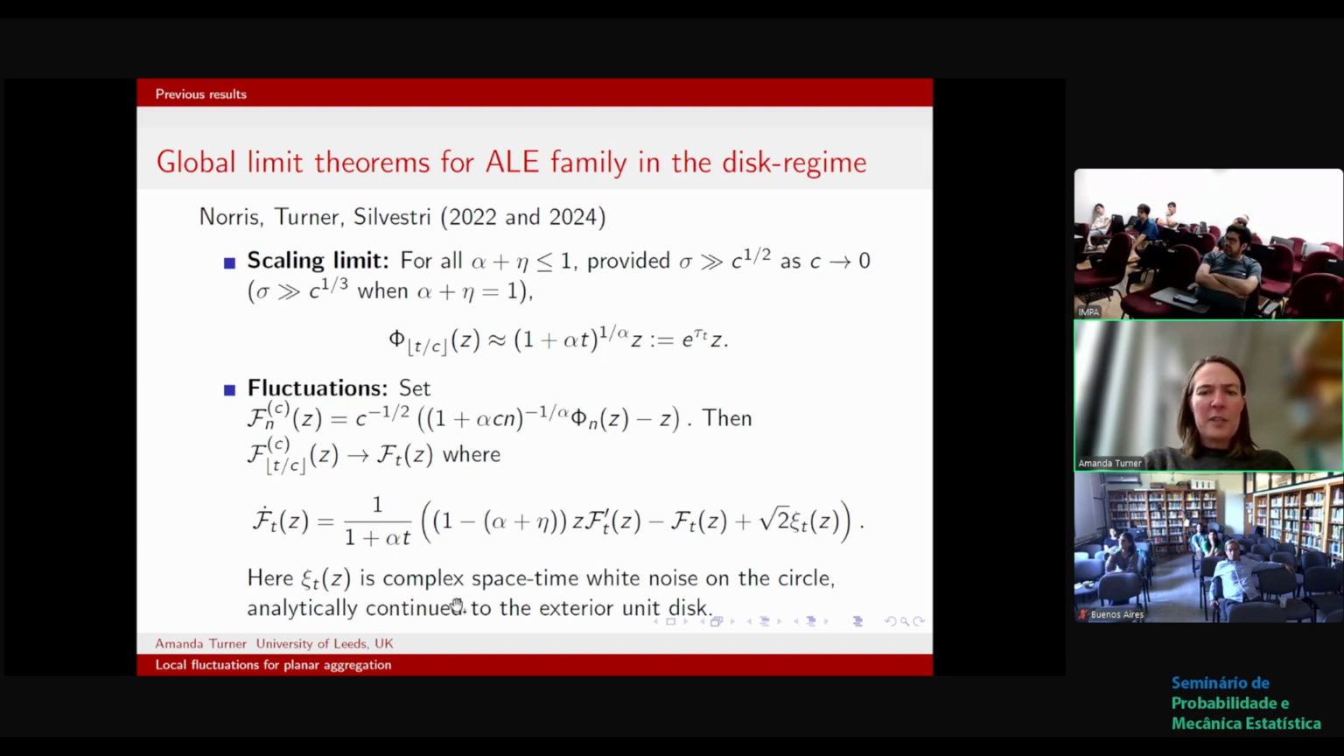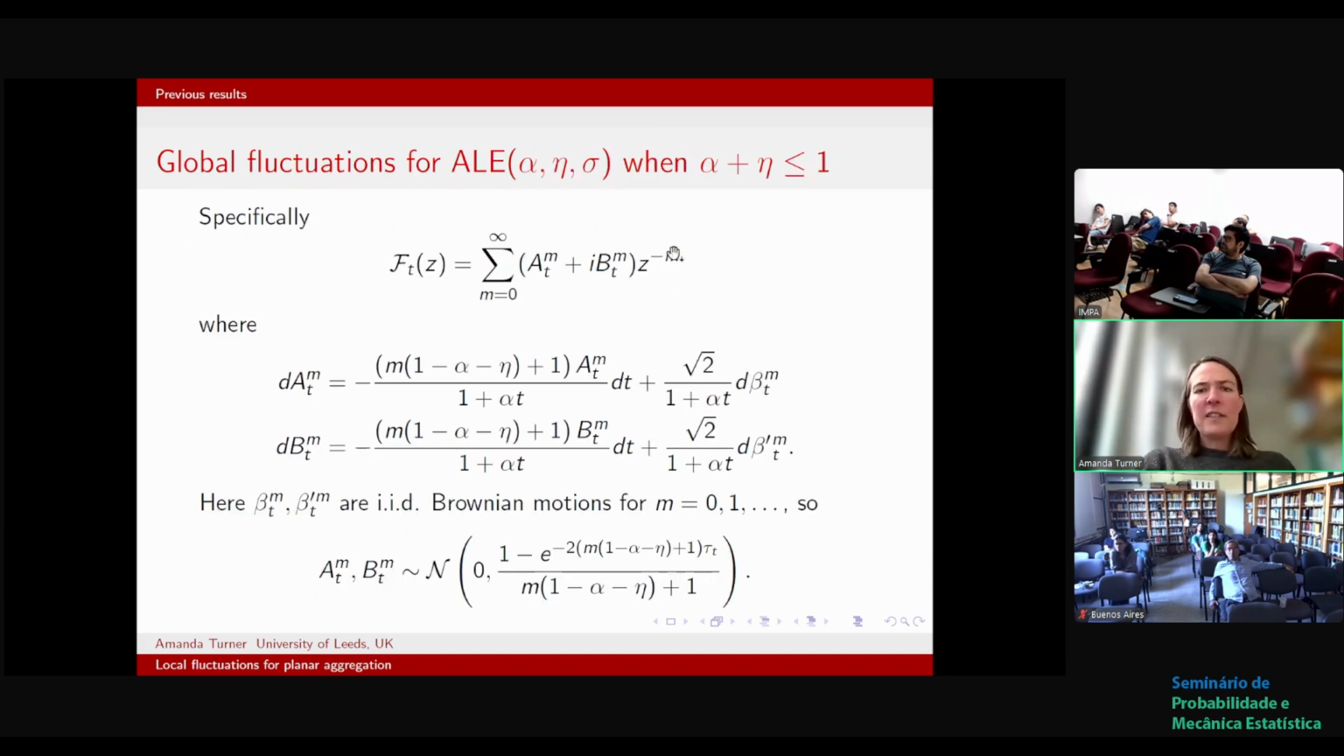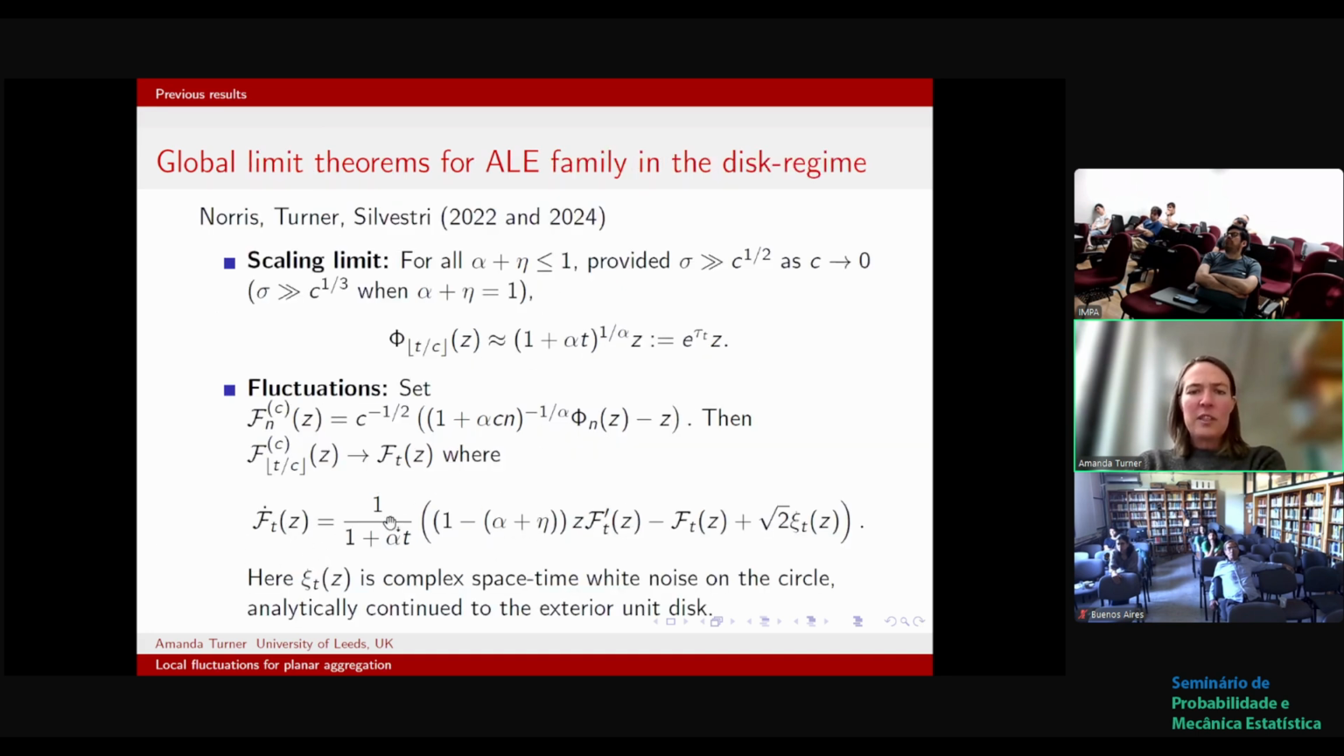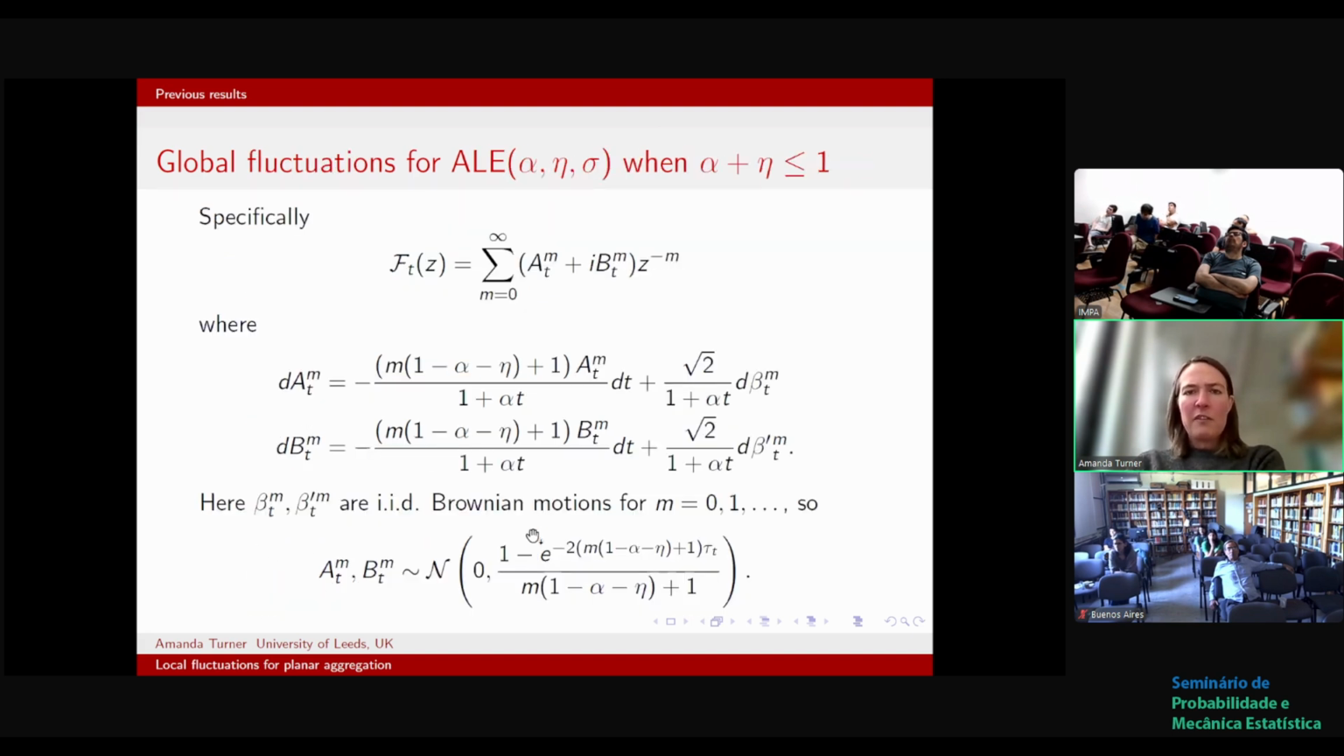If you're not quite sure how to interpret an SPDE like this, one way to think about it is that each of these mappings, FTZ, is a conformal mapping in the exterior unit disk. So we can write down a Laurent series for them in this form, and by equating both sides of this equation, you can deduce stochastic differential equations for the Laurent coefficients. They are given by this, and these are just Ornstein-Uhlenbeck equations. So our limiting fluctuation process is just a conformal mapping whose Laurent coefficients are given by Ornstein-Uhlenbeck processes, and in particular that means that the distribution of the coefficients is a Gaussian with these parameters.